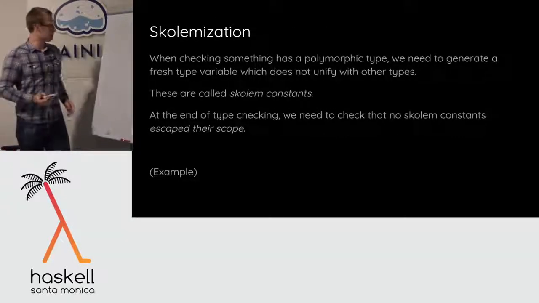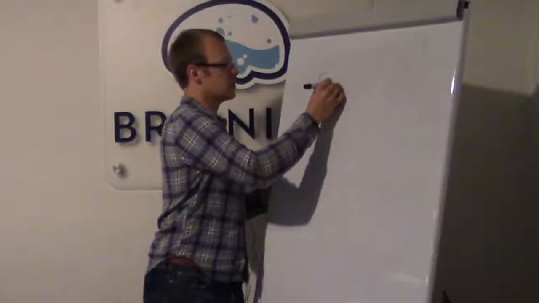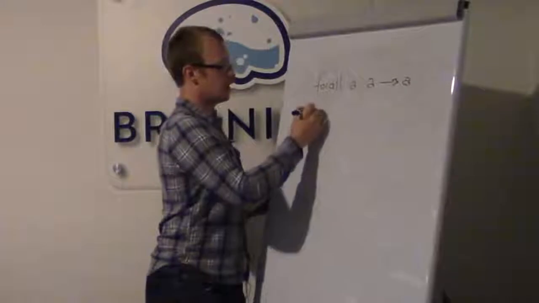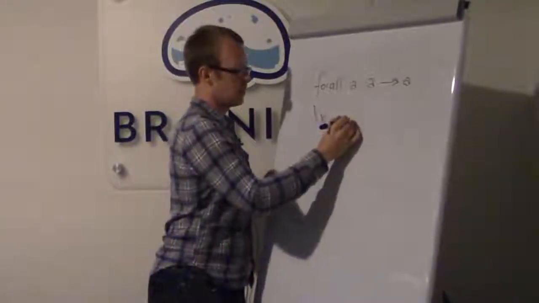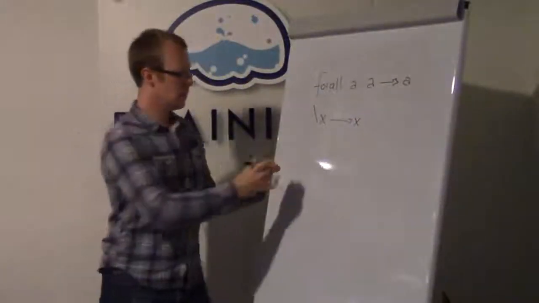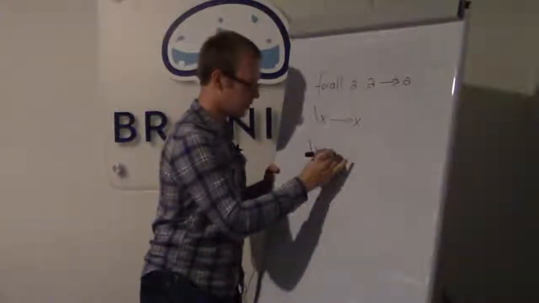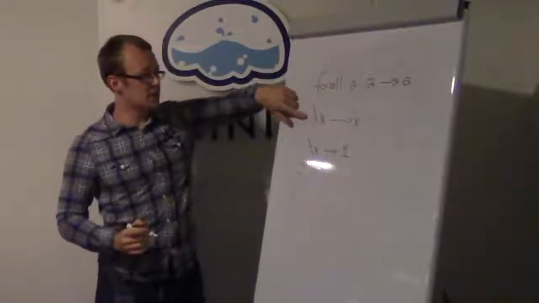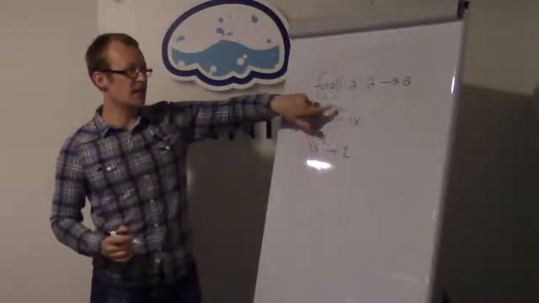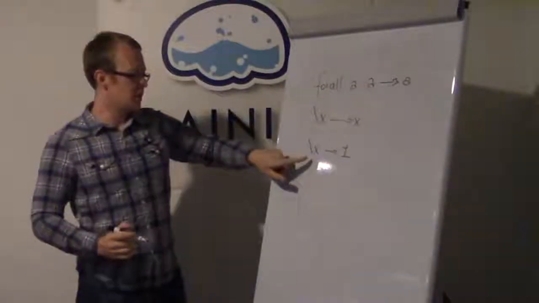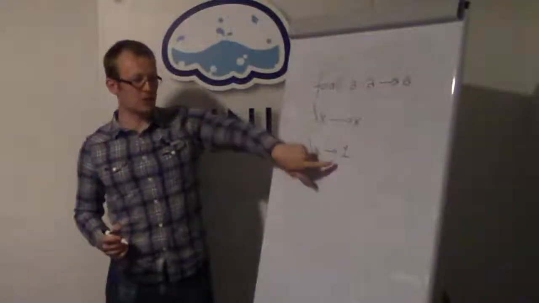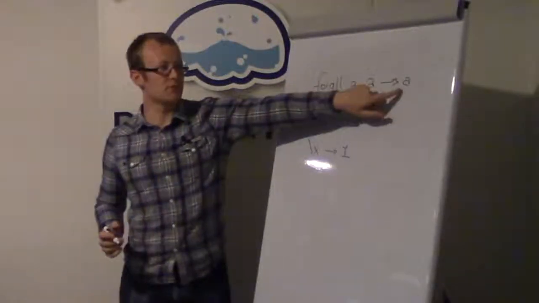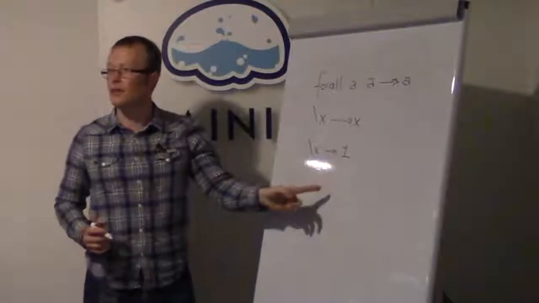So that's where skolemization kicks in. That's what it's useful for. So let's say I have this type and I have this term. Lambda x goes to x, right? Lambda x goes to 1, right? This checks against this type. The function that takes x to x certainly takes any a to a. But this function, lambda x goes to 1, doesn't have this type, because it certainly takes any type a, but it doesn't return that same type a back, it returns integer, right?